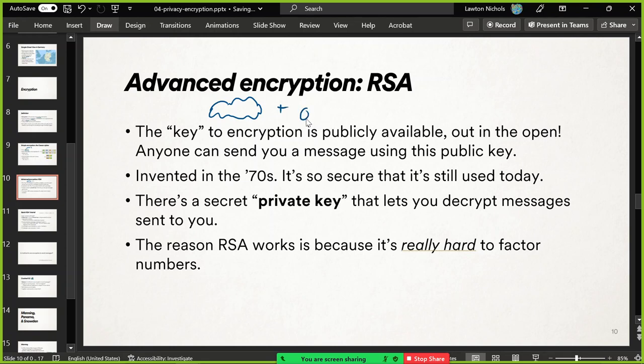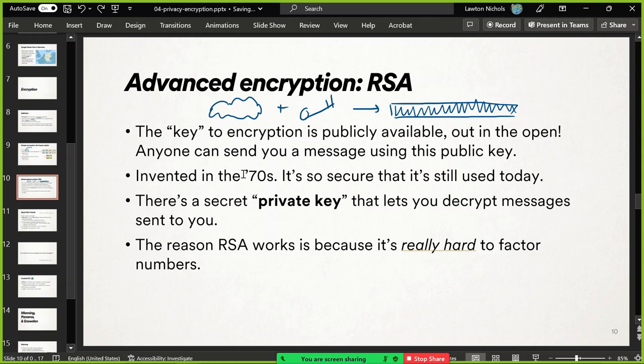You give them this thing called your public key, which is just a big number, and that transforms their message into an encrypted form. It's like a black box that only you are able to decrypt, all right? So you give away a public key, and people use that to encrypt their messages to you, and you decrypt them with something called a private key that you keep secret. So there are two types of keys, and that's how you do RSA.